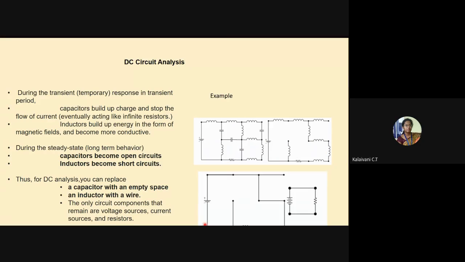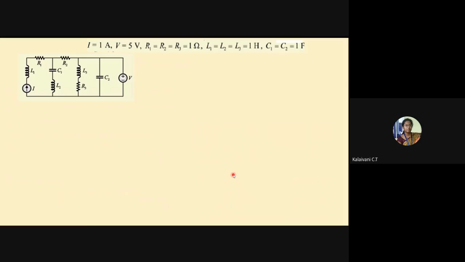So this is an example of how they solve the circuit. Wherever capacitance comes, we will leave it open. Wherever inductance comes, we will short it. Similarly, we have to solve our circuit. So this is our circuit and the given parameters are here. We are going to take steady state analysis, so we have to open the capacitance and short the inductance.